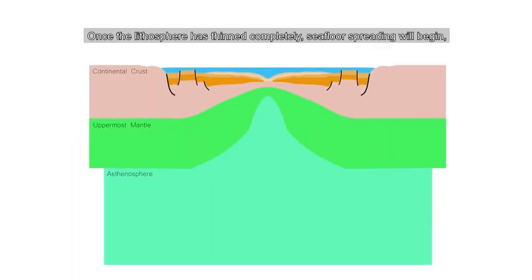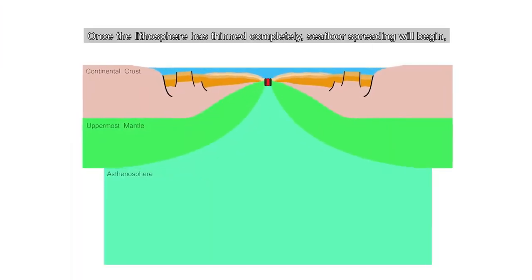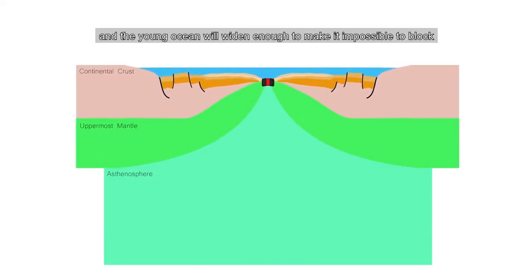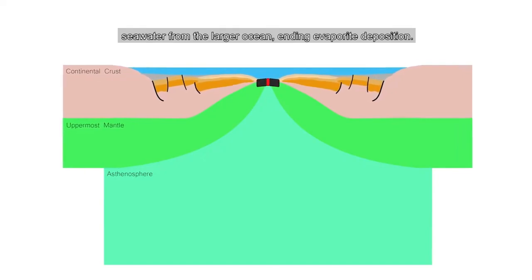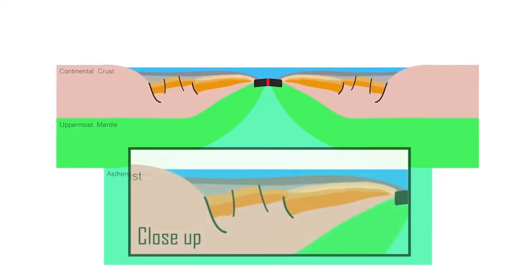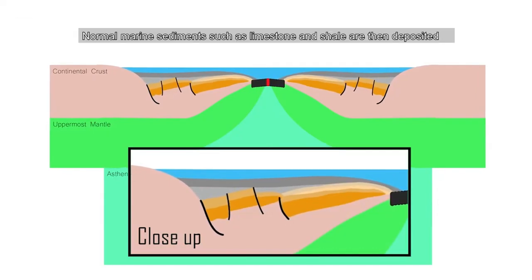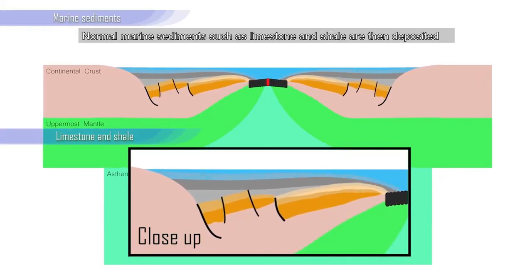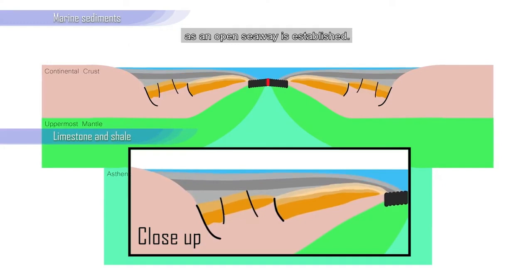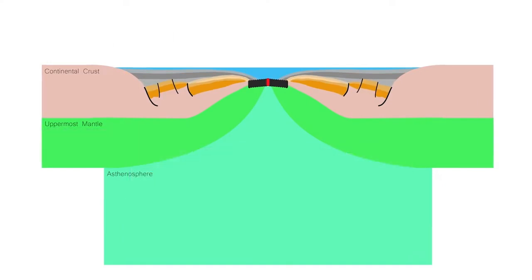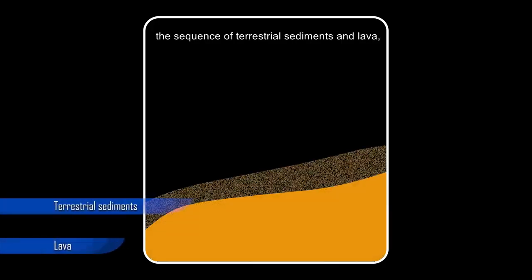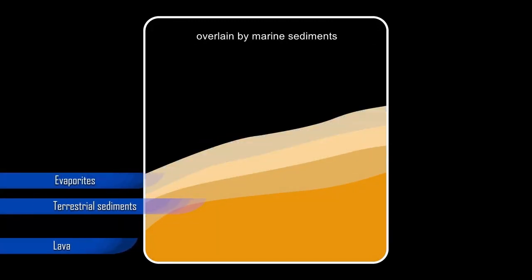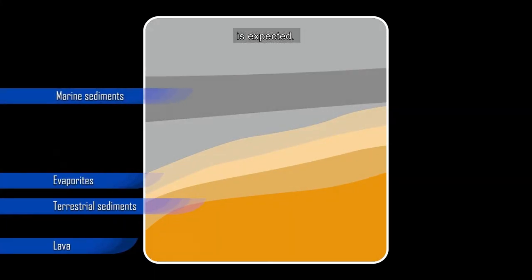Once the lithosphere has thinned completely, seafloor spreading will begin, and the young ocean will widen enough to make it impossible to block seawater from the larger ocean, ending evaporite deposition. Normal marine sediments, such as limestone and shale, are then deposited as an open seaway is established. Thus, in the evolution of a continental rift widening into an ocean, the sequence of terrestrial sediments and lava, overlain by evaporites, overlain by marine sediments, is expected.